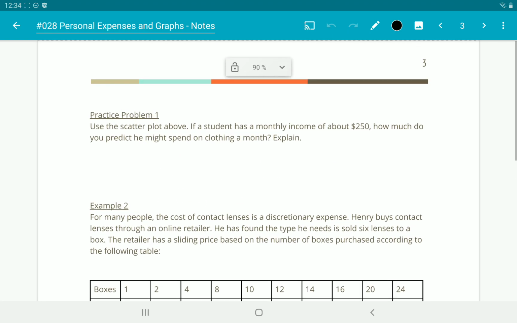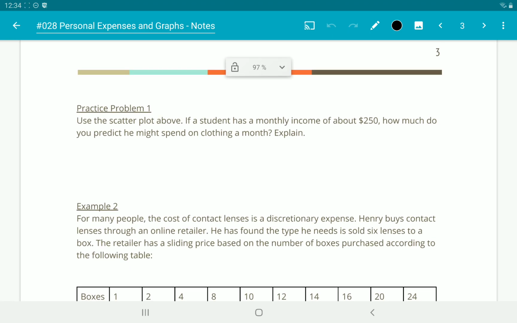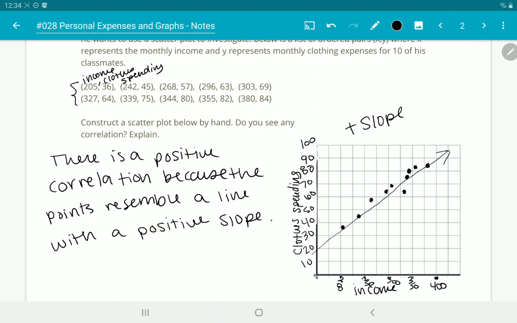So practice problem 1 says to use the scatter plot above that we looked at on the last page. If a student has a monthly income of about $250, how much would you expect that he would spend on clothing a month? Okay, so we'll look at about $250 and we'll go up and we'll see that it's in between $40 and $50. I'd say about $48.